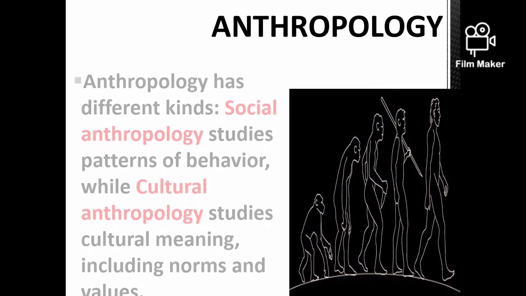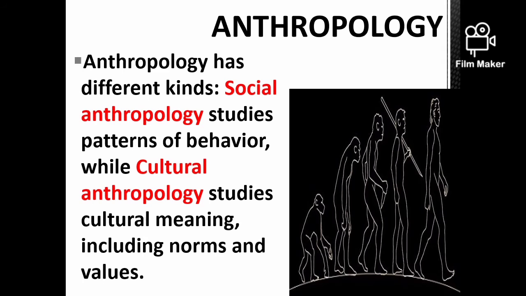That's the reason why anthropology also has different kinds. Social anthropology studies patterns of behavior, while cultural anthropology studies cultural meaning, including norms and values. So they believe that humans belong to apes or monkeys, according to the scientific theory of evolution.